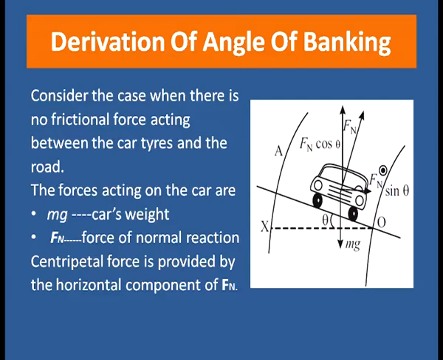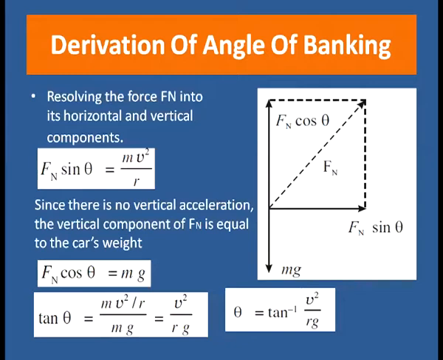Now, let us resolve the force of normal reaction into horizontal and vertical components. Resolving the force Fn into horizontal and vertical components, we get Fn sin theta, which is the horizontal component, and Fn cos theta, which is the vertical component. And what is theta here? Theta is the angle of banking, or the angle by which the outer edge is raised above the inner edge.